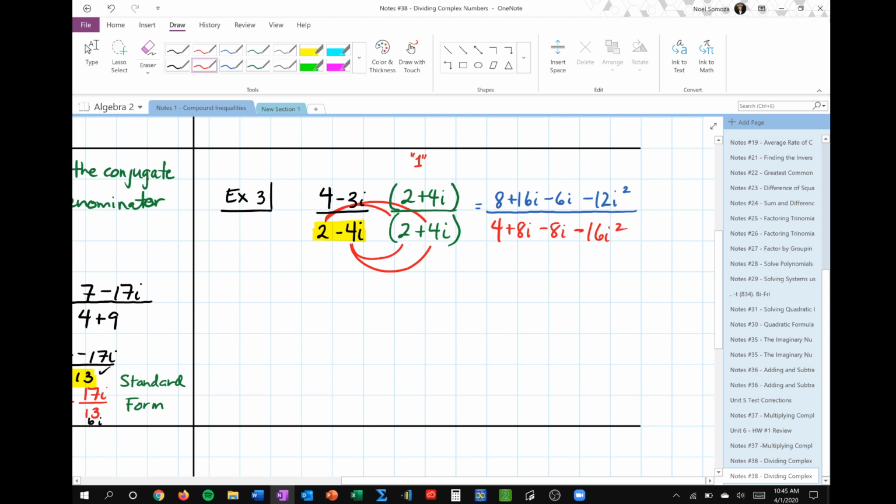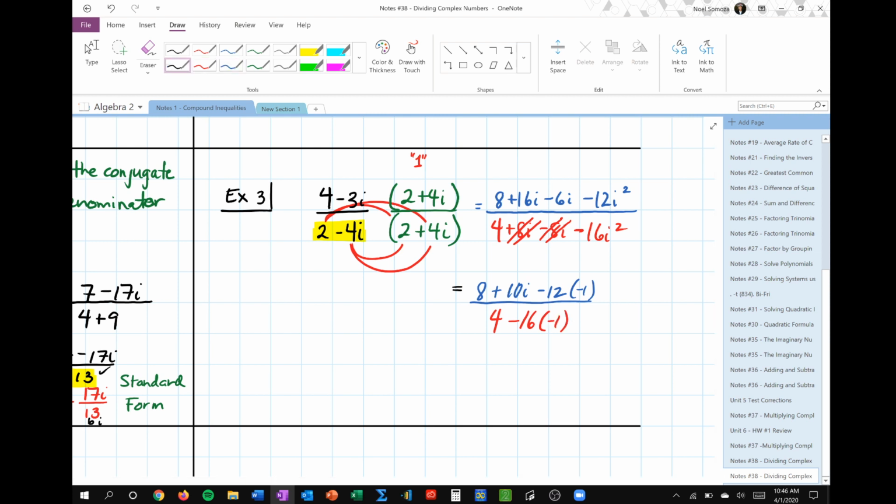Okay, so let's clean up the numerator. In the numerator, you're going to have 16i minus 6i. That's going to become 10i, right? So you can start by saying, that's 8 plus 10i minus 12, and then the i squared, you convert to a negative 1. In the denominator, check it out. 8i minus 8i, that cancels, right? That's supposed to happen. If those terms don't cancel, something went wrong. So now you can say, well, that's just 4 minus 16, and we make the conversion here again. i squared is a negative 1.